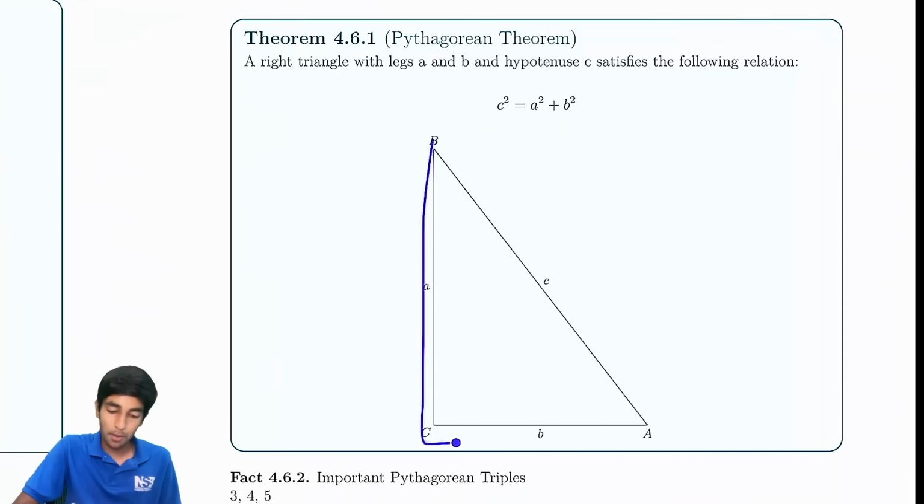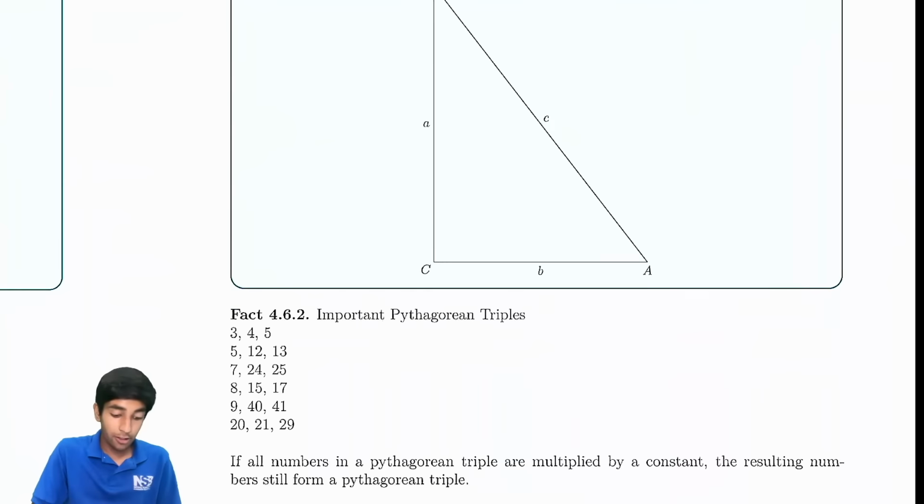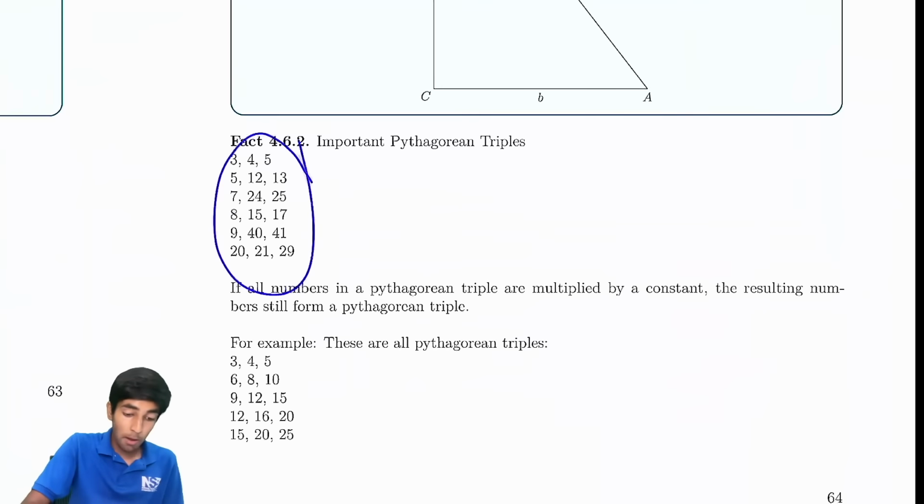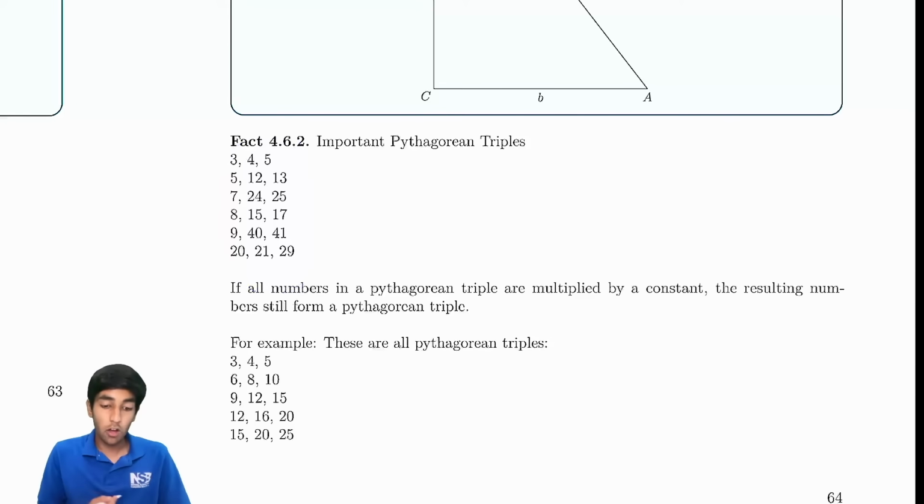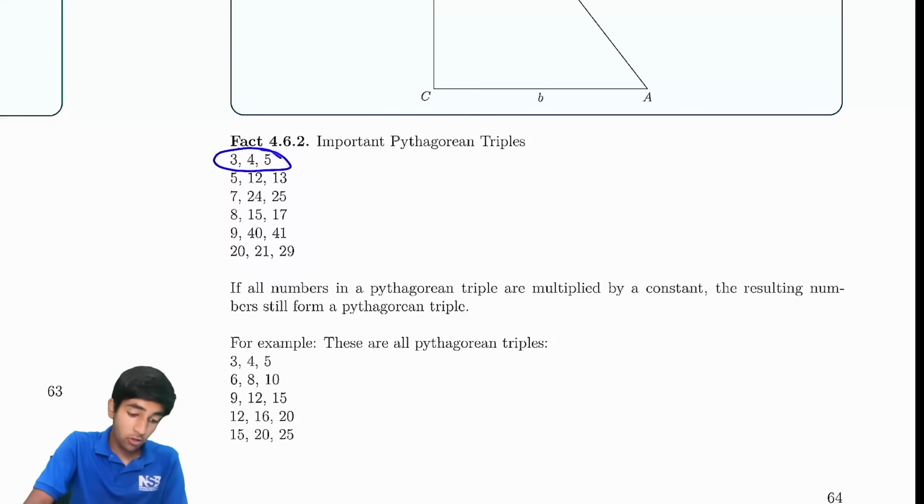Right triangles, of course, we have the Pythagorean theorem. I'm sure you guys know this, but some other useful properties are Pythagorean triples. Oftentimes you can save the work of having to do the Pythagorean theorem using these Pythagorean triples. So some common ones you should know.